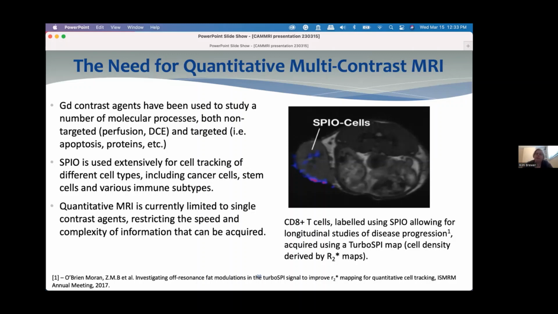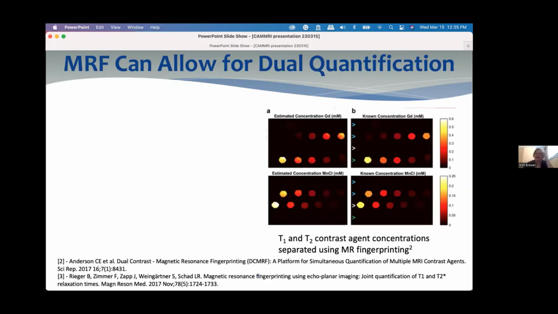Currently, quantitative MRI is generally restricted to a single contrast agent. Not necessarily SBIO, fluorine-19 is also very commonly used, but still a single agent. Although there are some groups starting to work with fluorine and SBIO, which is really useful, I think. So what we're proposing is using magnetic resonance fingerprinting to do gadolinium and iron at the same time.